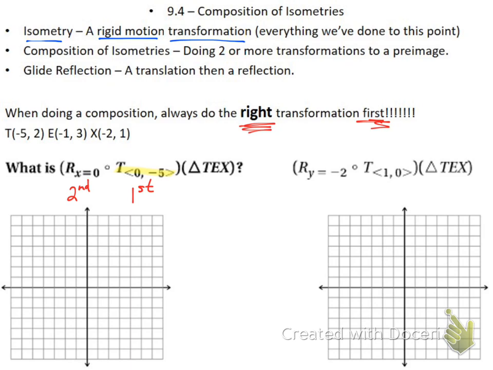So I'm going to take the images or the points here. I've got TEX, so I've got -5, 2, -1, 3, and then -2, 1. And so here is TEX.